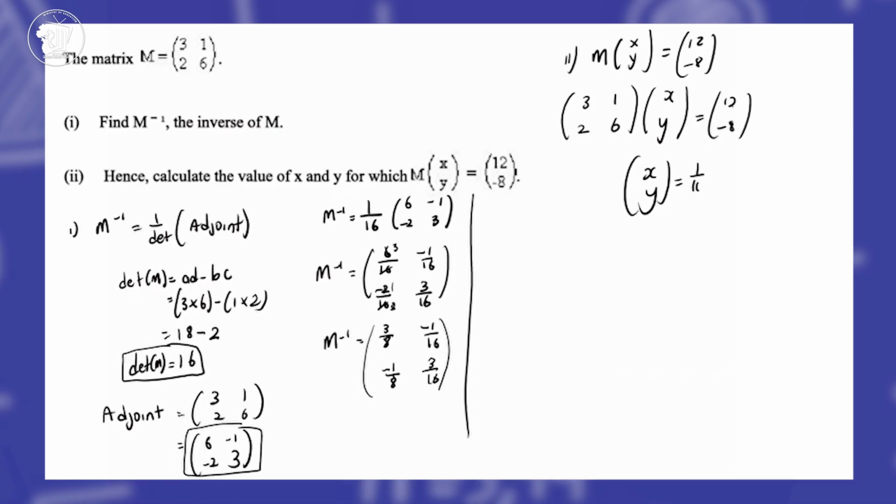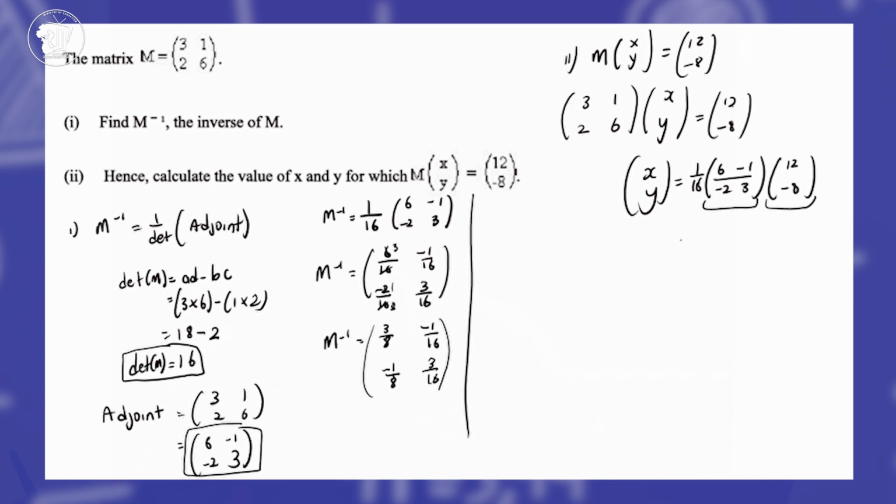So it will be 1 over 16 multiplied by the adjoint, which is [6, negative 1; negative 2, 3], multiplied by (12, negative 8). So now I can work this out. At the end of it, I'll multiply my answer by 1 over 16. So I'll multiply this here by this. So it will be row by column.